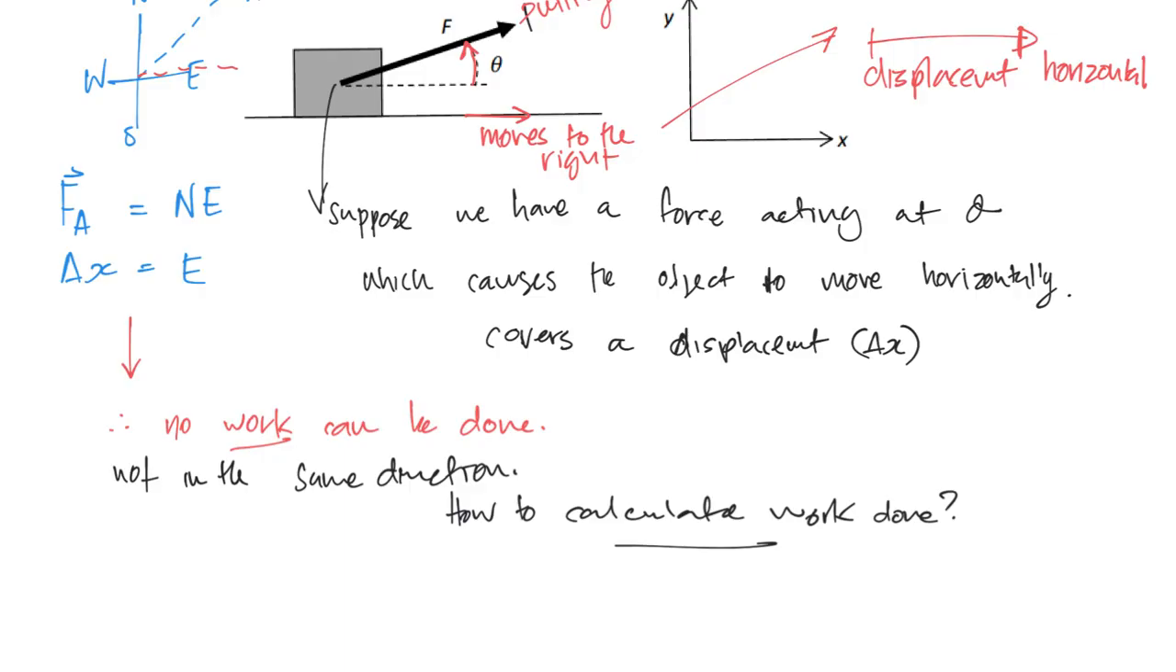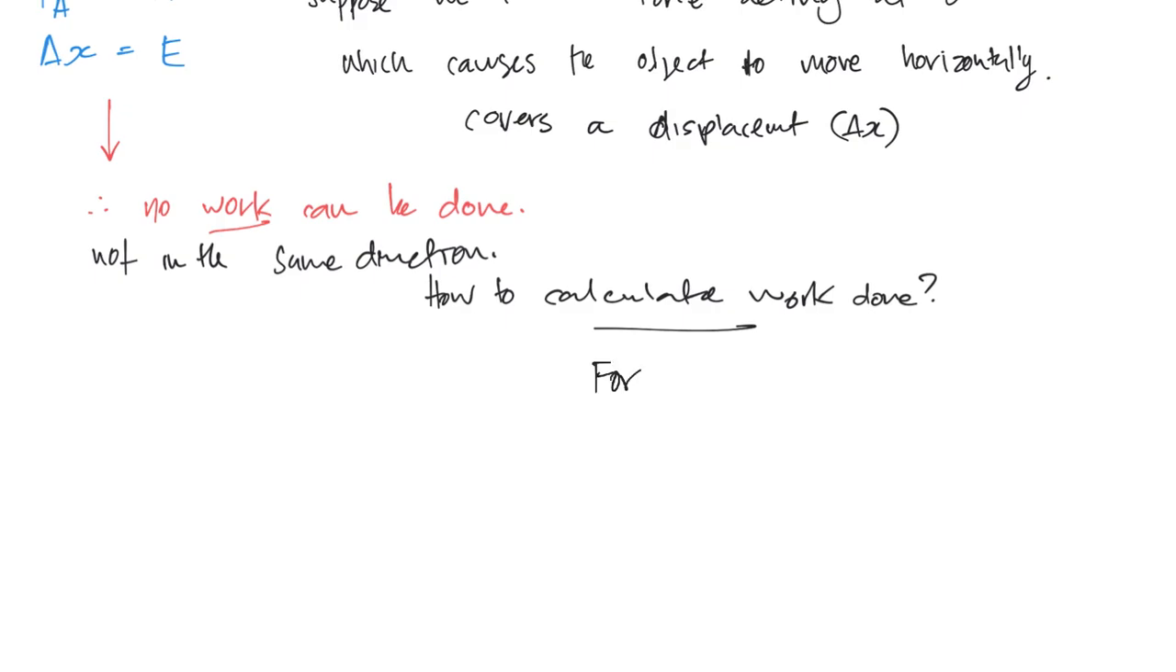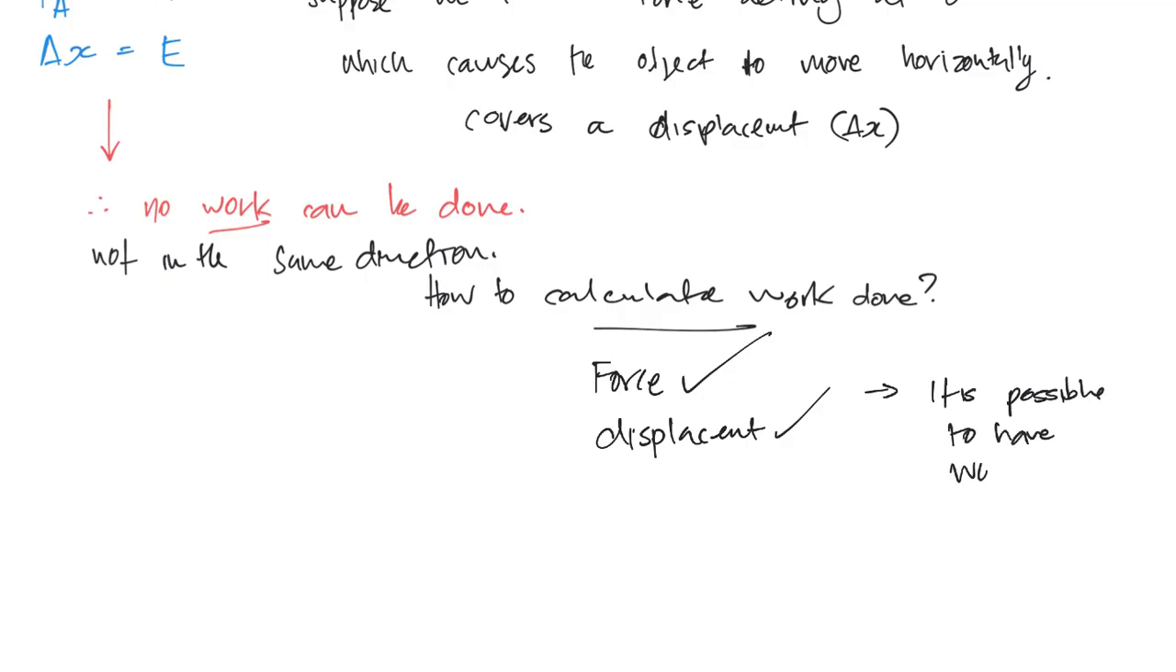Alright, so we can see that because of that delta x, moving left to right, you need force. The fact that I have a force and some sort of displacement means I know that it's possible to have work done. It is a possibility. So now we need to show how that work takes place.